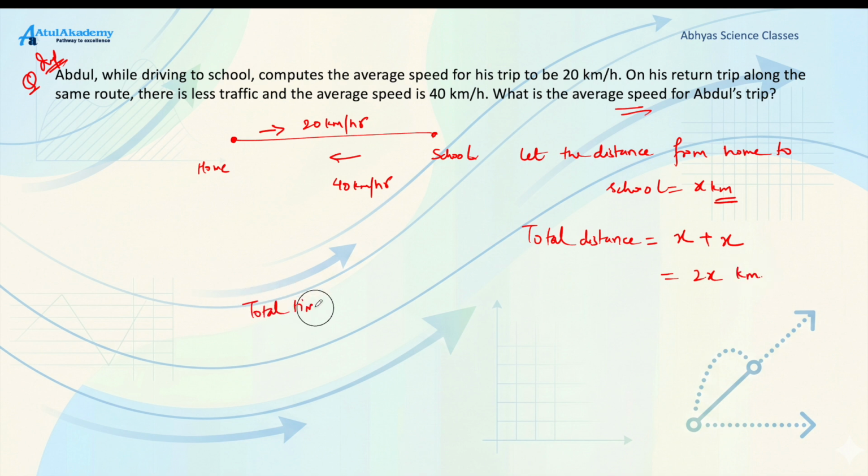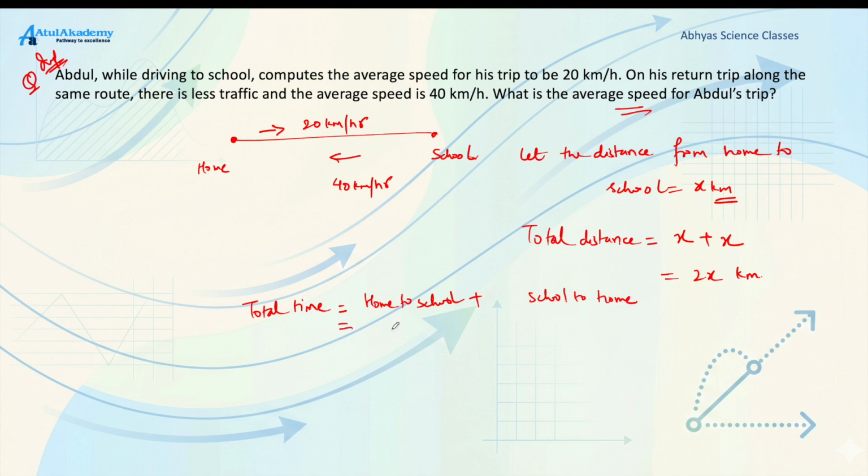How do I get the total time? Because average speed is not (20 plus 40) by 2. Don't do that. You will get a wrong answer here. Total time formula you know is distance upon speed. So from home to school, the time you take, plus school to home, the time you take.